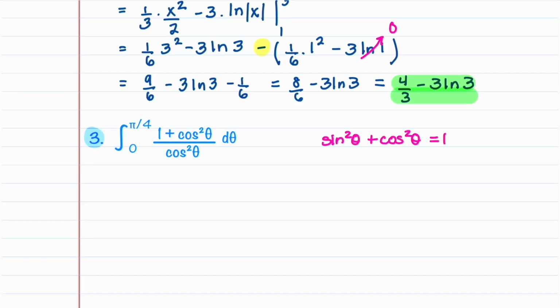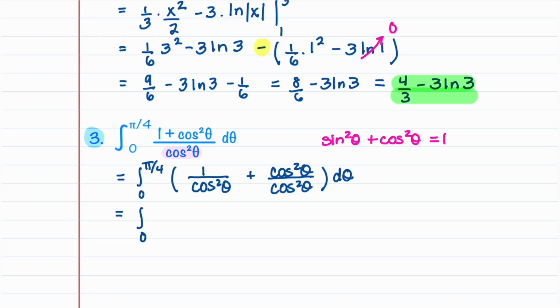Then I look at it again and I say, oh, we just have one term in our denominator. So what we can do is we can rewrite what we're integrating and divide each term in the top by cosine squared. Let's see what this gives us. This is the integral from 0 to pi over 4 of 1 divided by cosine squared theta plus cosine squared theta, all divided by cosine squared theta d theta.